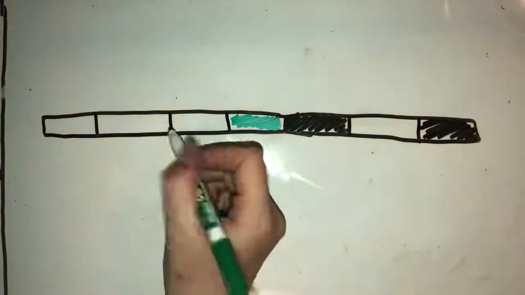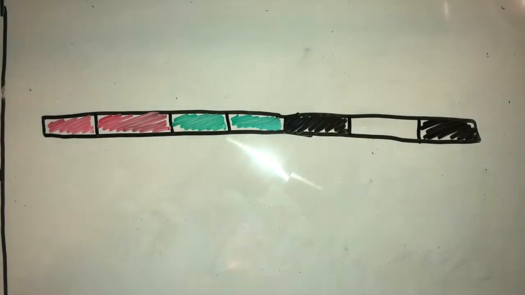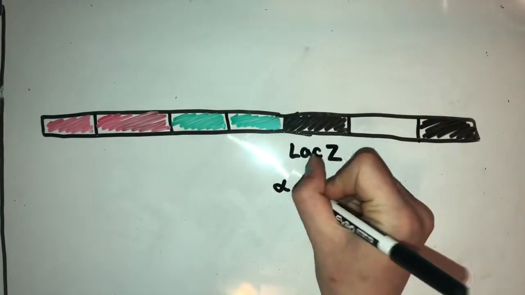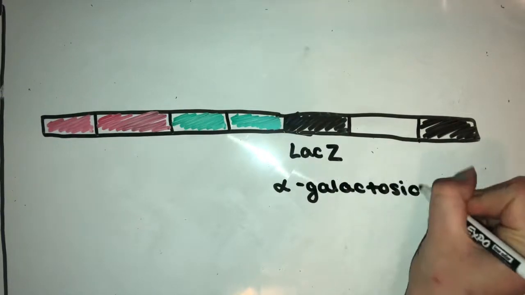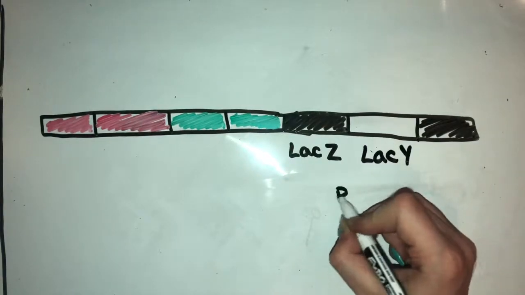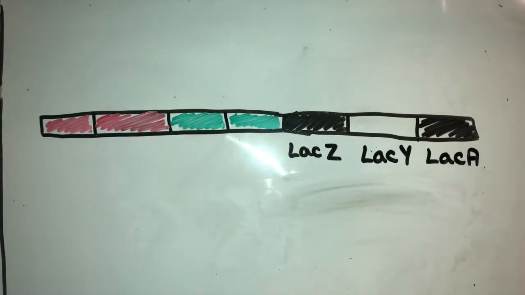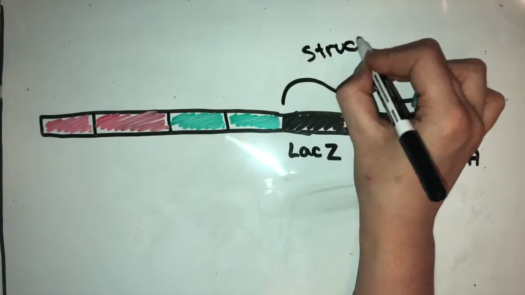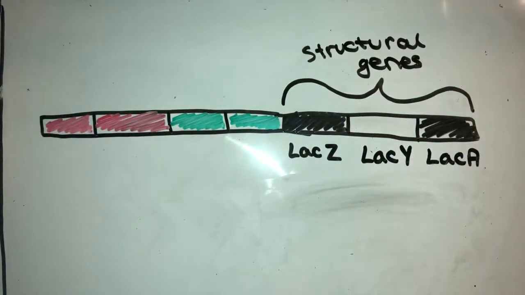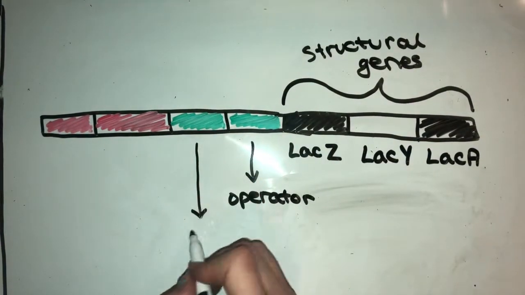Next is the lacY gene that codes for lactose permease, which is a cytoplasmic membrane protein that transports lactose into the cell. Lastly, there is the lacA gene that codes for beta-galactoside transacetylase. However, only lacZ and lacY are needed for lactose catabolism, which makes lacA not as important to understanding the whole process.